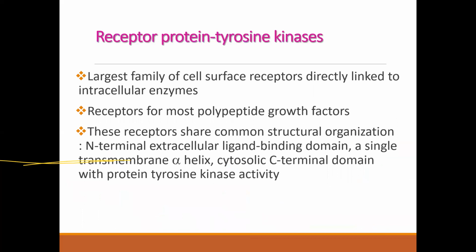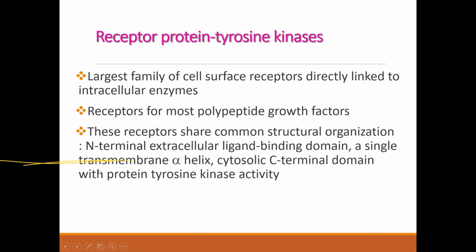The second type of cell surface receptor is the receptor protein tyrosine kinase. This is the largest family of cell surface receptors, which have an intracellular enzyme as one of the receptor domains. This type of receptor is the receptor for almost all polypeptide growth factors. These receptors share a common structural organization: the N-terminal of these receptors is located extracellularly and binds to the ligand.